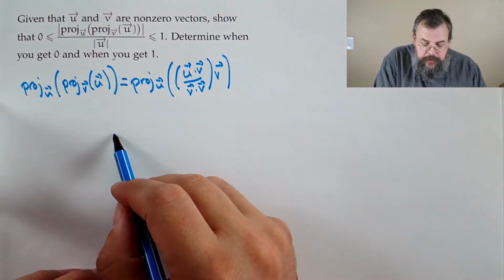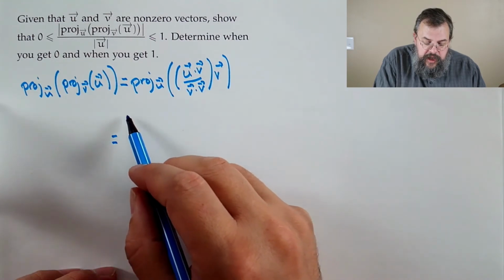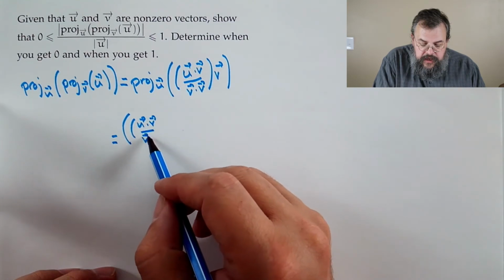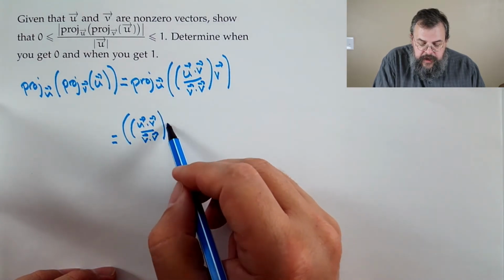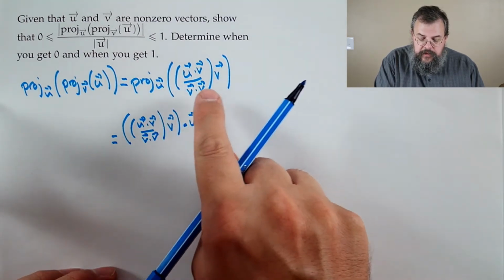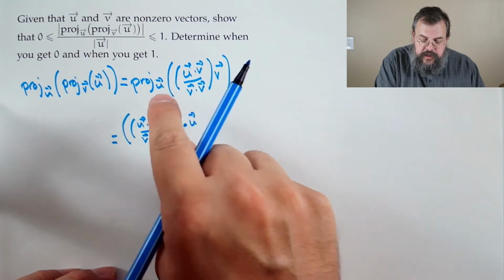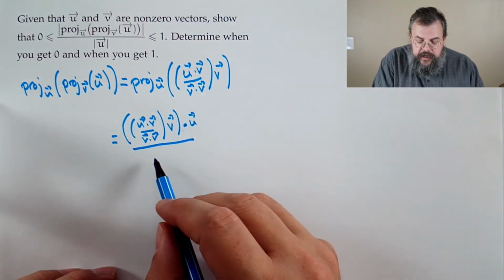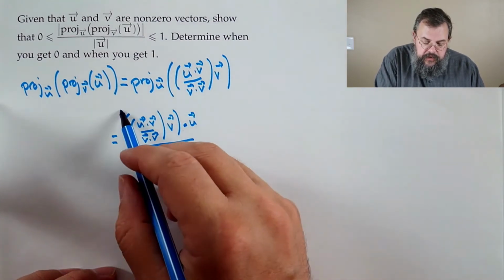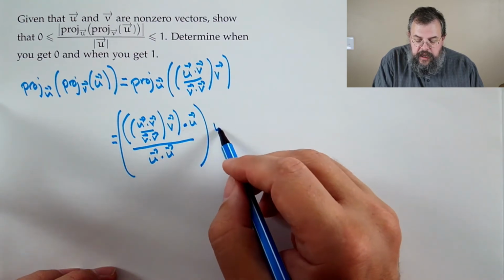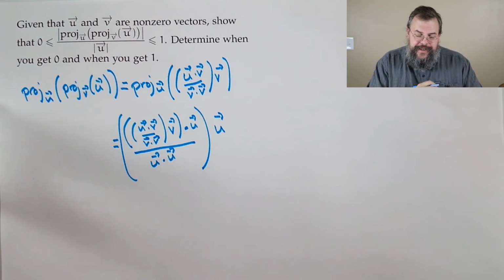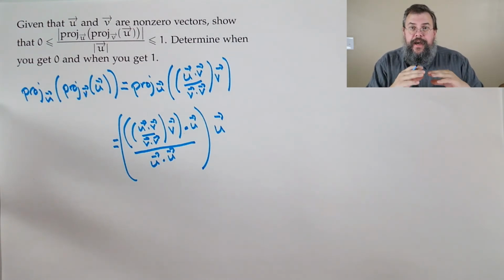So now, if I'm projecting it onto U, what I do is I take that expression, this U dot V over V dot V times V, that's my vector, dot U, because I'm going to dot it with what I'm projecting onto, and I'm going to divide that by U dot U, and this is my coefficient, and I'm scaling it with the vector U. Okay, so now we start to chip away and say, all right, what is this?